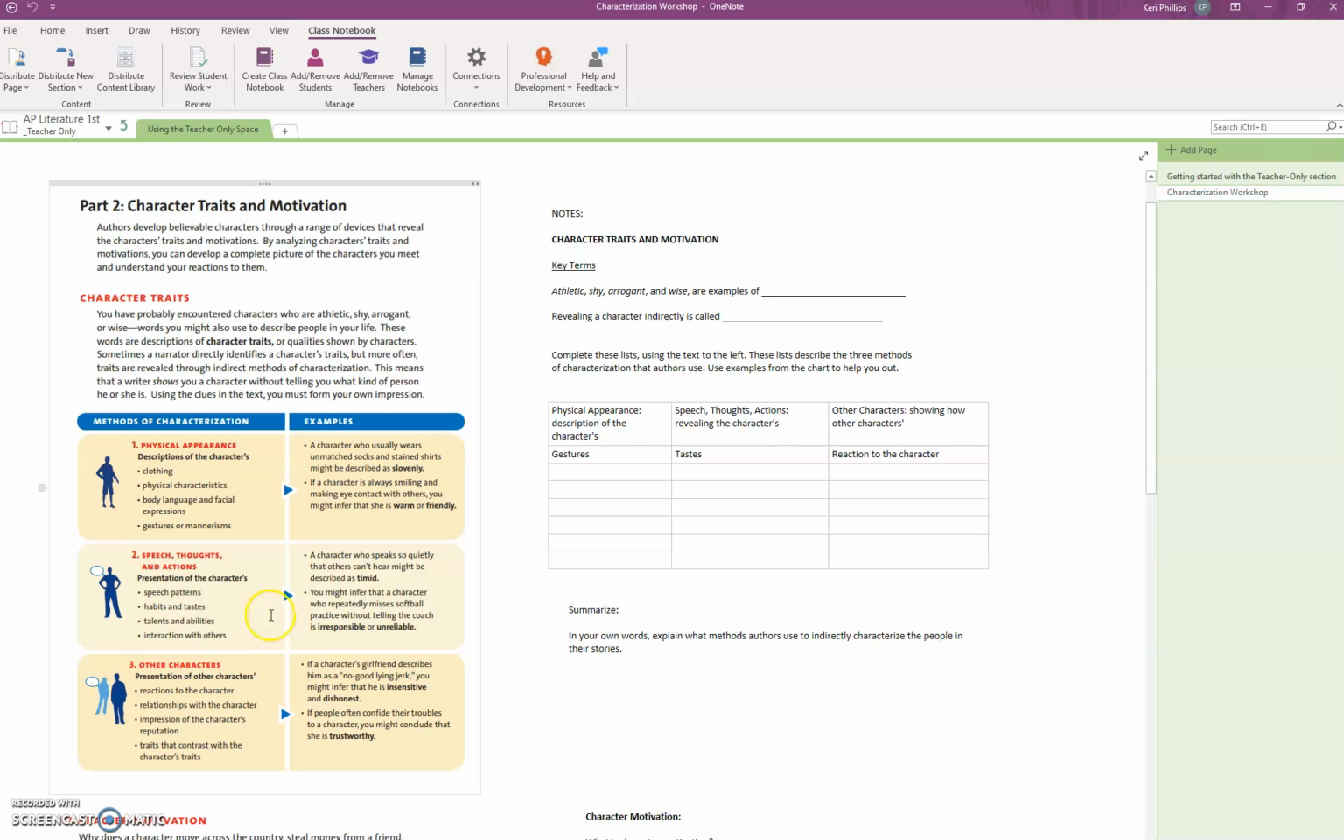Speech, thoughts, and action. So when we want to understand our characters, our main characters, on a deeper level, we need to look closely at the speeches they make, the comments they have.